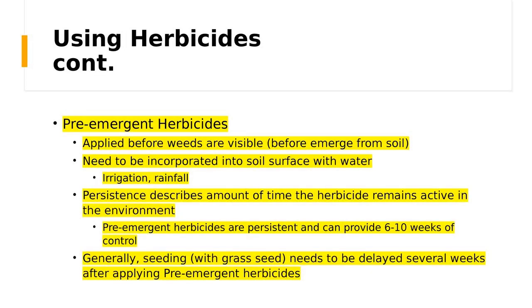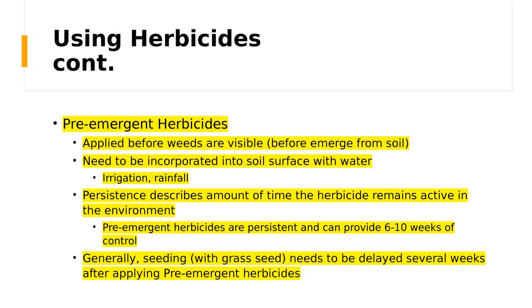So let's talk about pre-emergent herbicides. They're applied before the weeds are visible, which means before they are emerging from the soil, right? So plant growth can be occurring underground, but the moment that it germinates, it's going to come into contact with that pre-emergent herbicide. Most pre-emergent herbicides work in the way of a vapor barrier. So you apply a pre-emergent, it's going to create a vapor barrier. When those seeds germinate, their leaves go into that vapor barrier and they die. They do need to be incorporated into the soil surface with water. That can be either irrigation or rainfall.